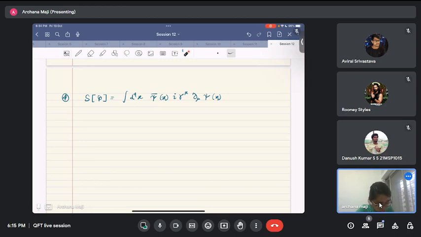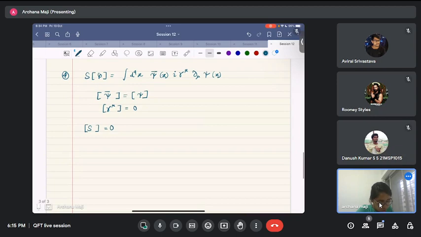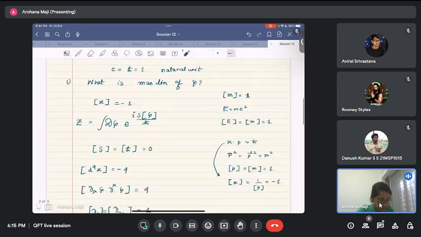So it's given that the mass dimension of psi bar is the same as the mass dimension of psi, and gamma mu is dimensionless, mass dimension 0. So what is the mass dimension of psi? As before, S has to be mass dimension 0 because we are using natural units, and in the exponent you cannot have a dimensionful quantity. So this has to be dimensionless. Since the exponent is of dimension 0, you better have an action which is also mass dimension 0.